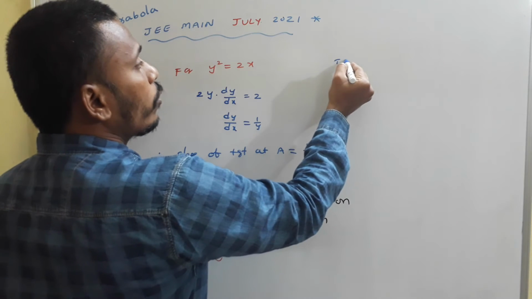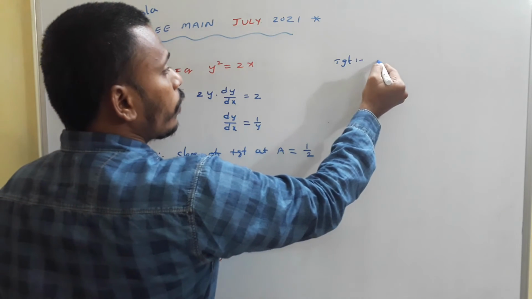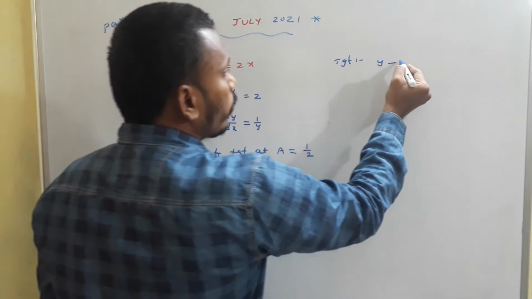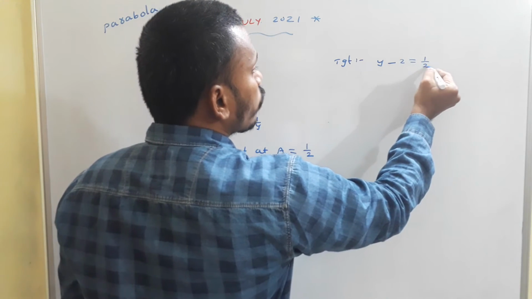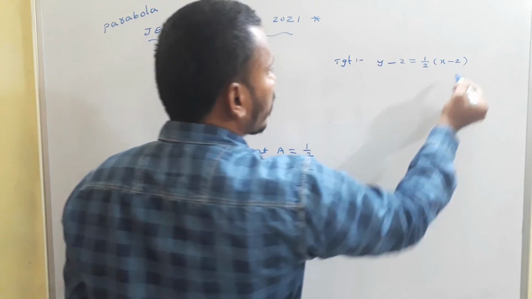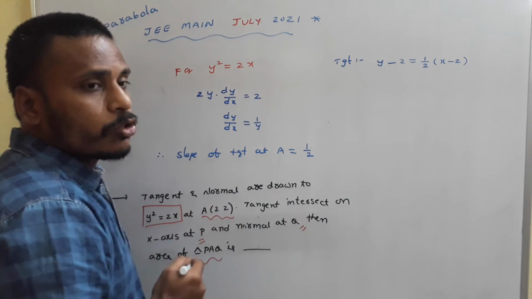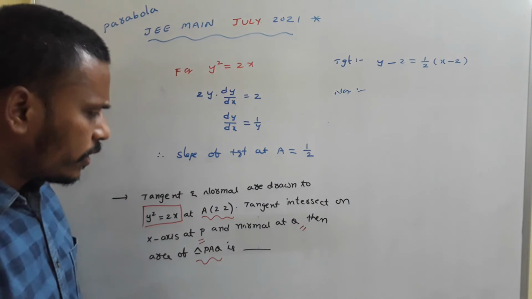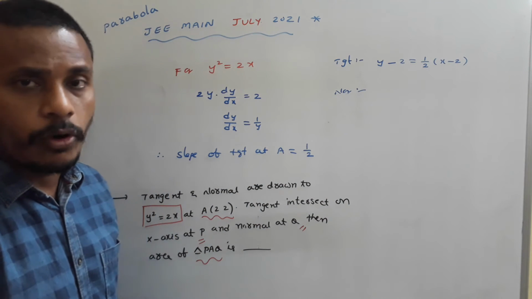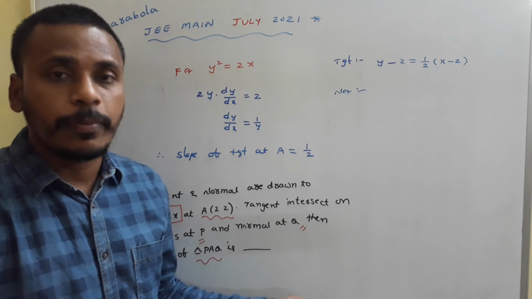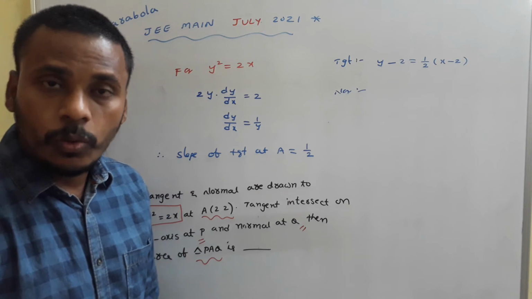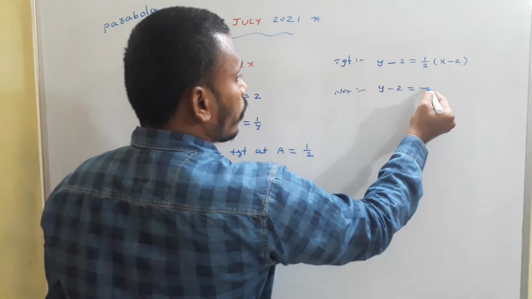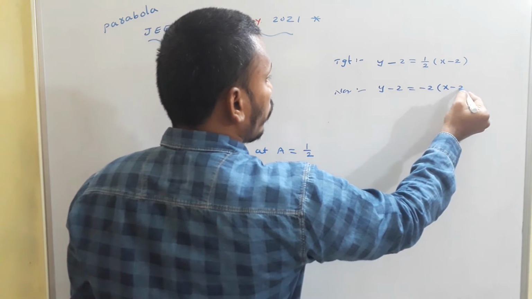Now we need to find the equation of the tangent. The coordinates are (2, 2) and the slope is 1/2, so y - 2 = 1/2 (x - 2). That is the equation of the tangent. And what is the equation of the normal? We are sketching the normal at the same point, but it is perpendicular to the tangent, right? The slope is -2. So now it is y - 2 = -2(x - 2).